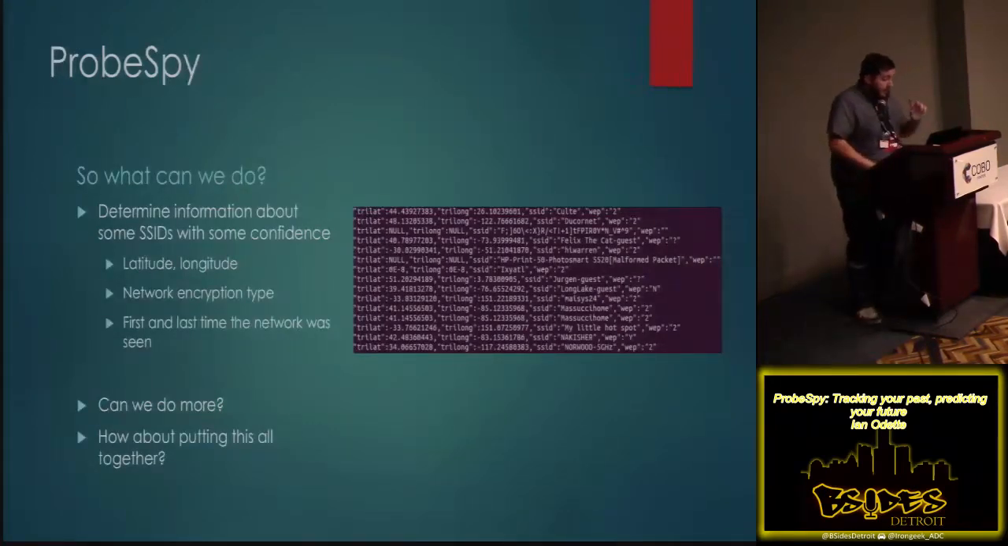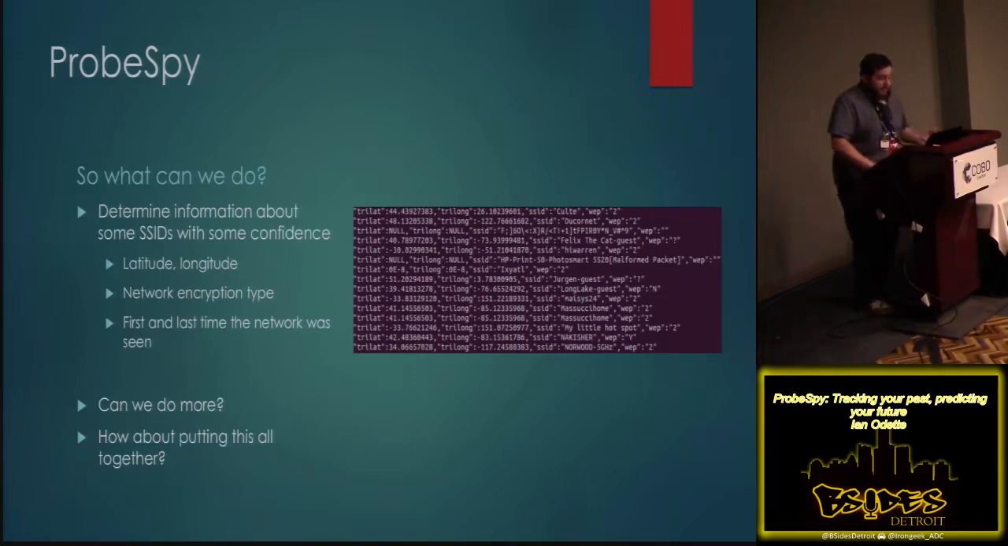All right, so what can we do with this information? We can determine with some confidence for some SSIDs the latitude and longitude that they exist at, and also the address through the latitude and longitude, the network encryption type, and the first and last time that the network was seen.